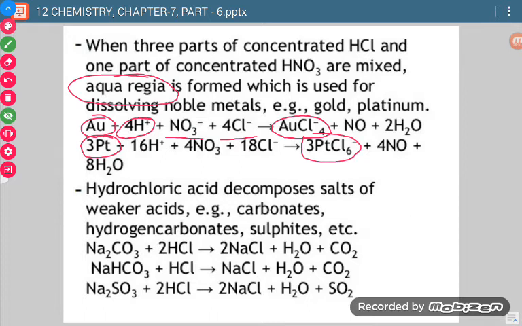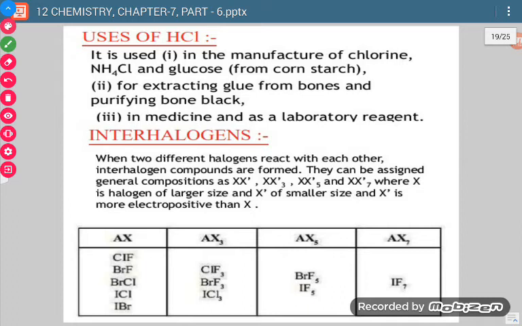Now what do we mean by this? We mean to say that if there is presence of carbonate or hydrogen carbonate ion, then acids can produce carbon dioxide gas from that. If there is sulfite ion, then sulfur dioxide gas can be produced by the action of acid.